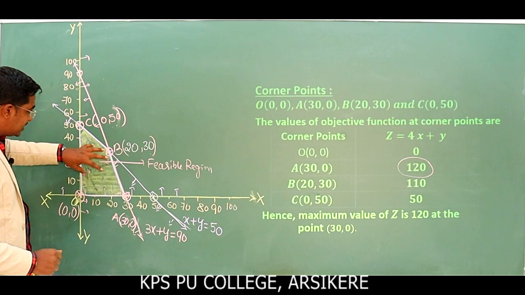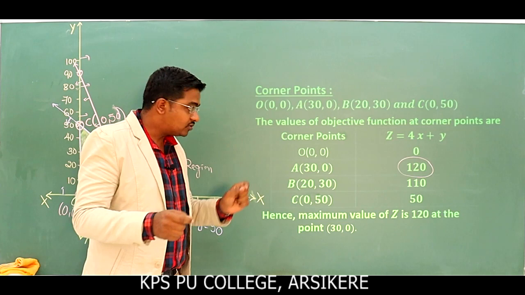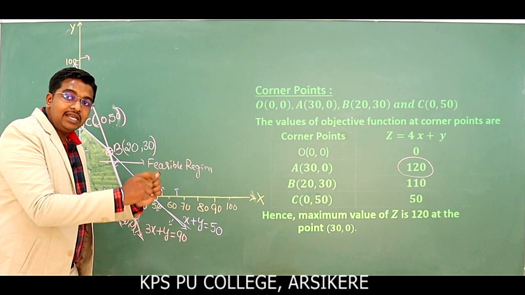Suppose the region is unbounded, then we have to carry out one more step. Carry out one more step. Clear? So this is the method to solve a linear programming problem by the graphical method.